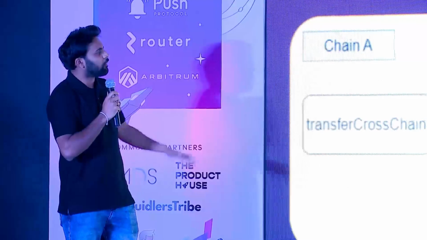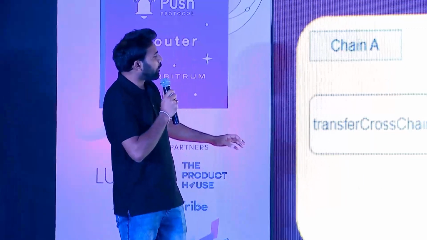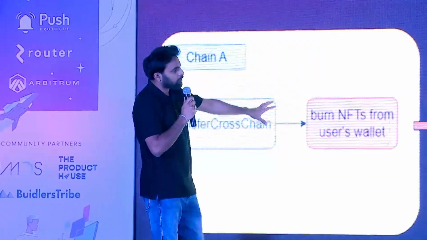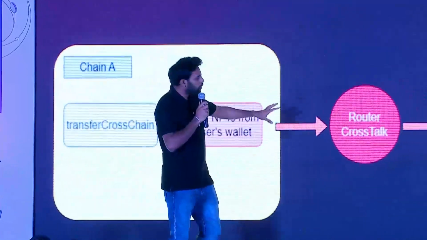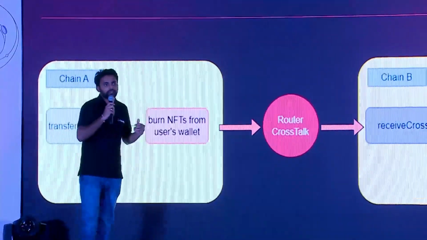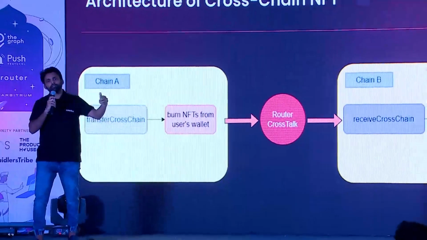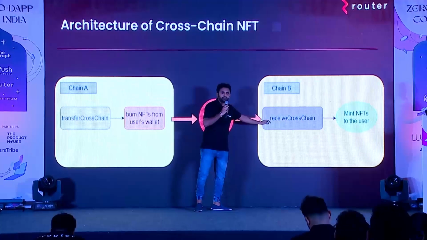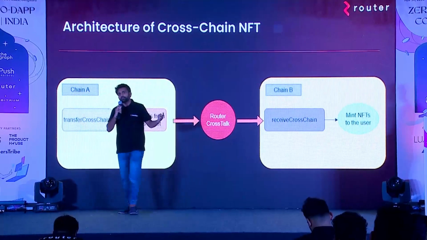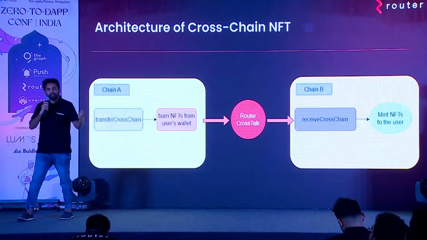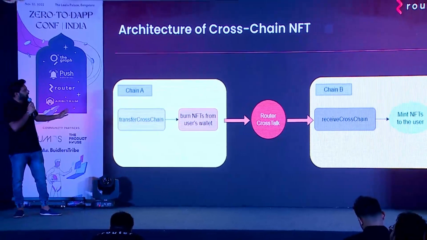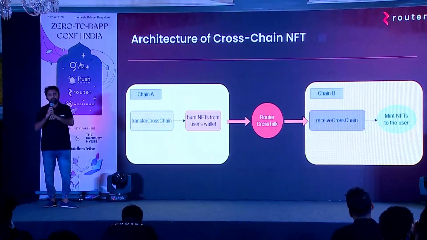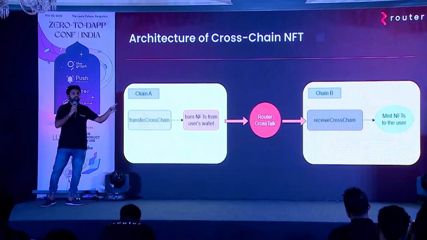So this is the architecture that we have. Think about it, there is an NFT which is sitting on chain A. What we do is, we burn this NFT on chain A, and then using Router CrossTalk, we transfer a message that we have burned this NFT for user A, so mint this NFT for user A on chain B. So Router CrossTalk will take the message from chain A and then on chain B, it will execute a function where it will mint this NFT for the user with the address which was provided on chain B. Hence you are able to move the NFT from chain A to chain B without having to acquire NFTs on both the chains, rather having one NFT and being able to access features across both the chains.